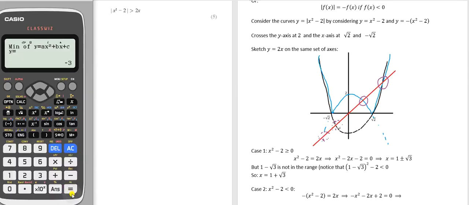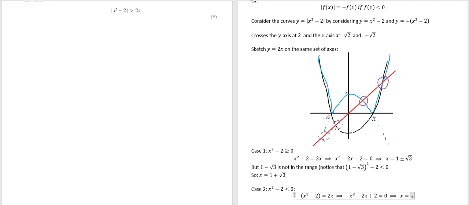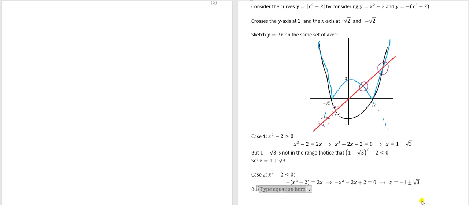Again, we can use the quadratic solver on the calculator for this. We have a minus 1x squared, a minus 2x, and a plus 2 at the end. This gives us minus 1 plus and minus root 3. So again, we've got two solutions. Minus 1 plus minus root 3, should I say. And this time, as before, we've got a phantom solution. The phantom solution is minus 1 minus root 3.